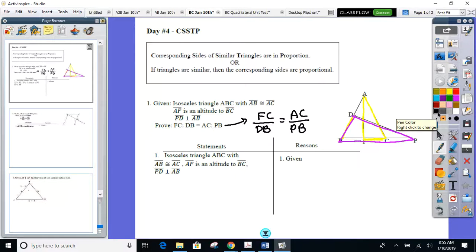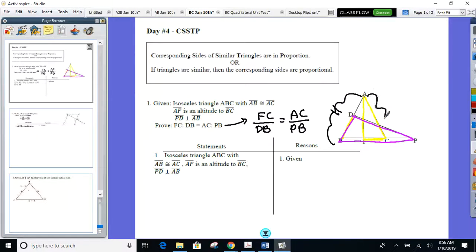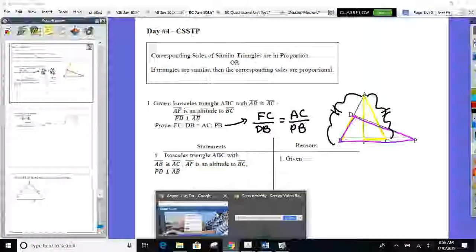All right, can you help me do that now? What's the only way we're going to do it in a statements reasons proof, proving triangles similar? Angle, angle. So I need somebody to find me a pair of angles. The triangle's isosceles with AB being congruent to AC. Maybe that'll help you. You also have an altitude and a pair of perpendicular lines. Maybe that'll help you. So first, let me open it up to somebody first.